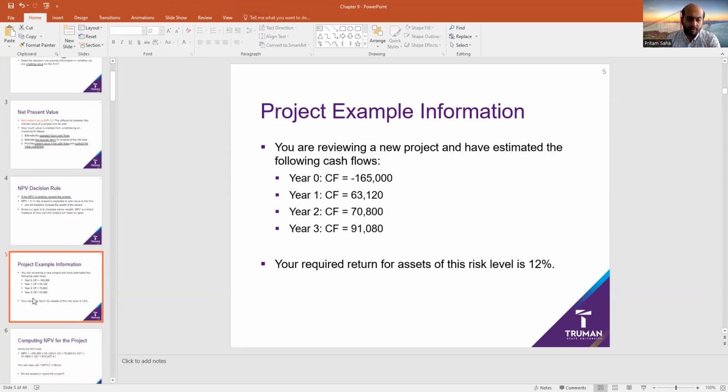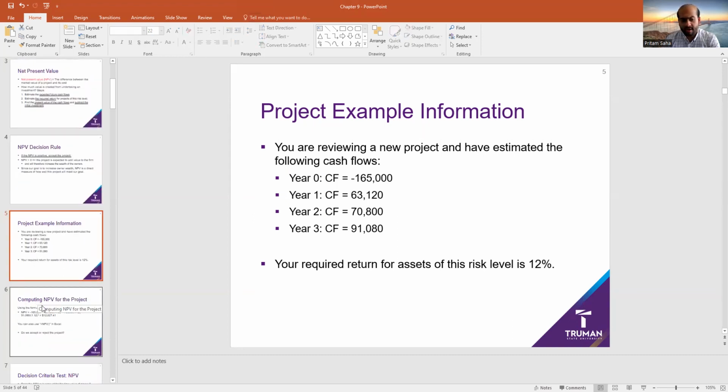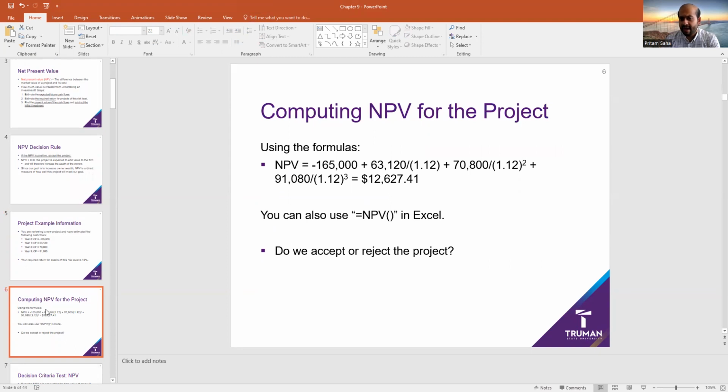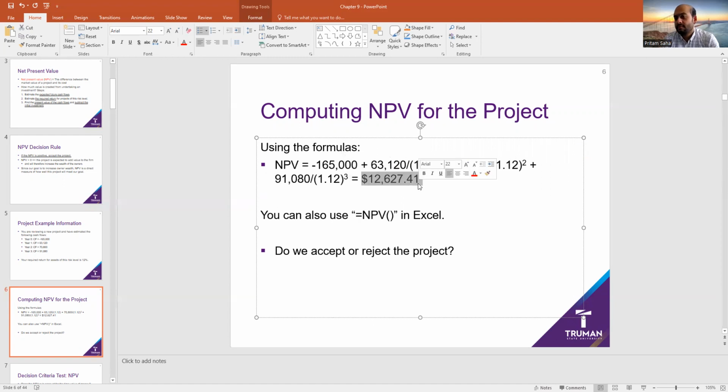So the NPV of the project, we can do it in two different ways. First of all, we can do it by hand. Like this is our investment today. First year cash flow discounted at 12% rate. Second year cash flow discounted at 12% rate. Third year cash flow. And this is the NPV of the project. NPV positive, we should take the project.